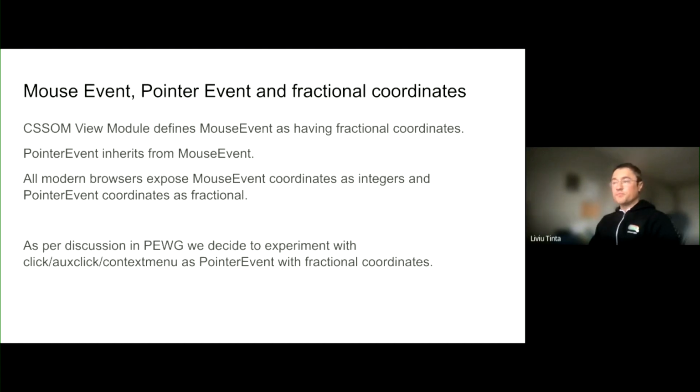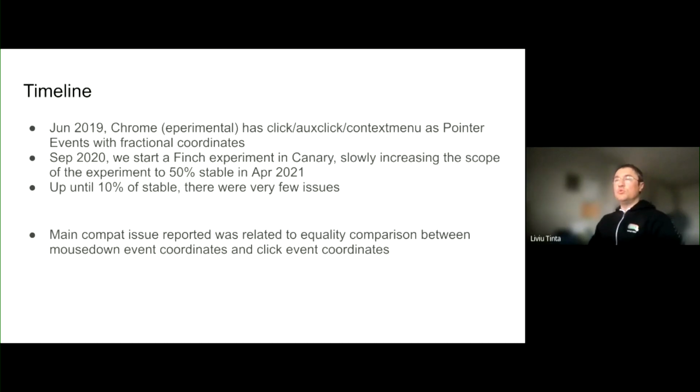As per the discussion in the pointer events working group, we decided to experiment with click, AuxClick, context menu as pointer events with fractional coordinates. In June 2019, Chrome Experimental had click, AuxClick, context menu as pointer events with fractional coordinates. In September 2020, we started a Finch experiment in Canary, and we slowly increased the scope of the experiment to 50% stable in April 2021. Up until 10% of stable, there were very few issues. The main concern was reported as the equality comparison between the mouse down event coordinates and the click event coordinates.